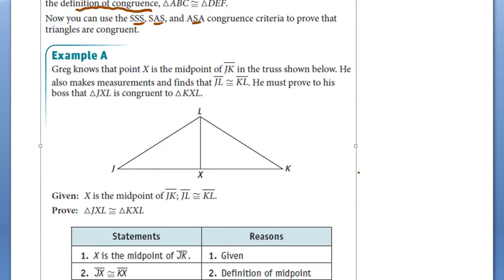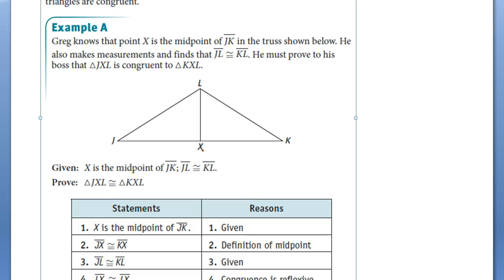Now, example A. Greg knows that point X is the midpoint of segment JK. Because point X is in the middle between J and K, we know that that is congruent to that. We can conclude that. He also makes measurements and finds that JL is congruent to KL. So JL, that one, is the same length as that one. He must prove to his boss that triangle JXL, so this triangle on the left, is congruent to triangle KXL, the triangle on the right.